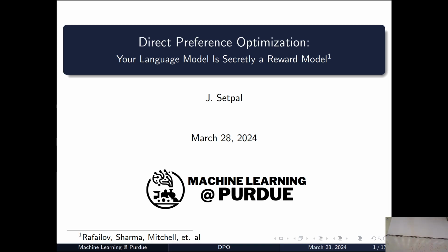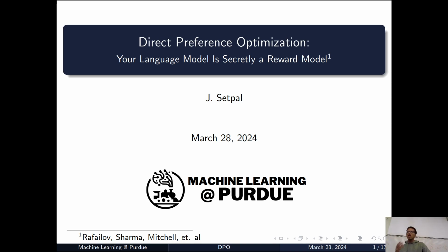Hey everyone, today we're going to be talking about direct preference optimization. It's a very interesting concept. It's effectively RLHF, but better. We're going to talk about how RLHF works, so we'll understand how language models train for preference optimization, or preference modeling, from the ground up.